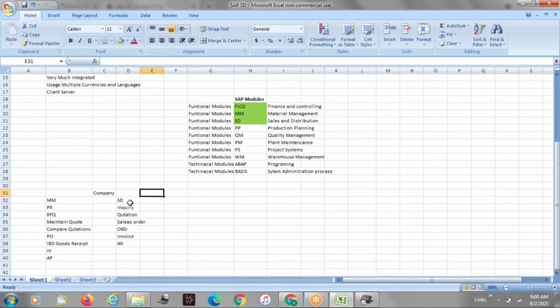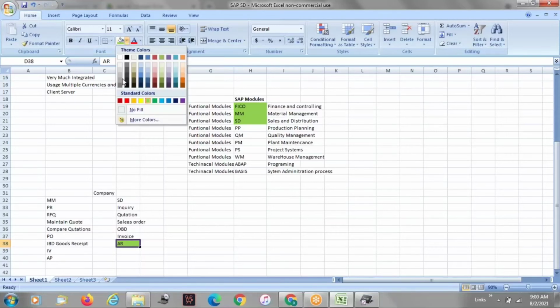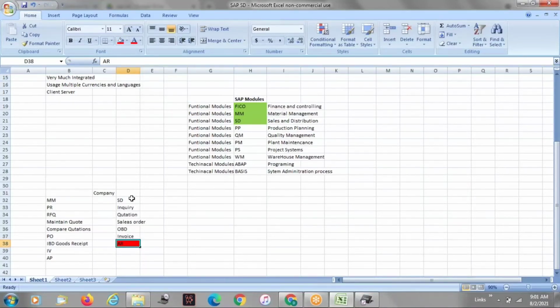But we will be mainly dealing with our customer point of view. AR is not part of SD. It's part of finance. But your basic business process that goes in an SD will be as follows.